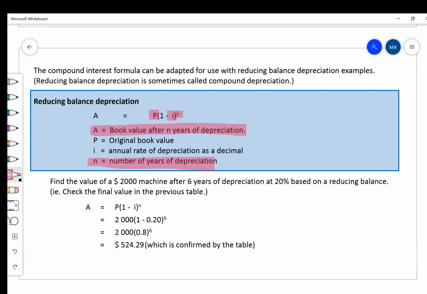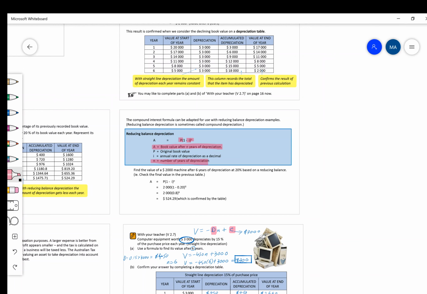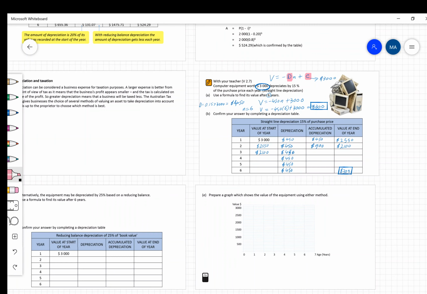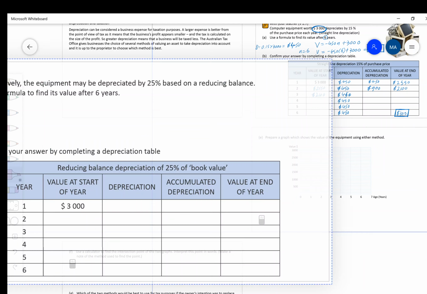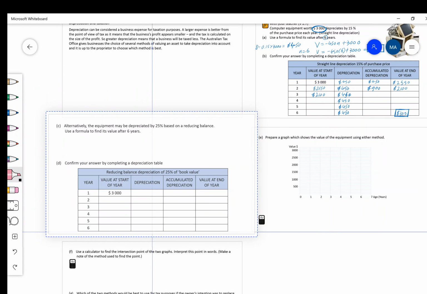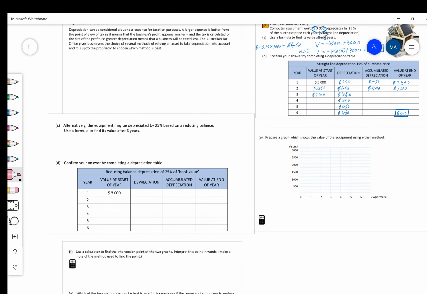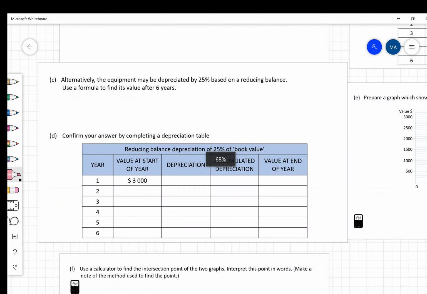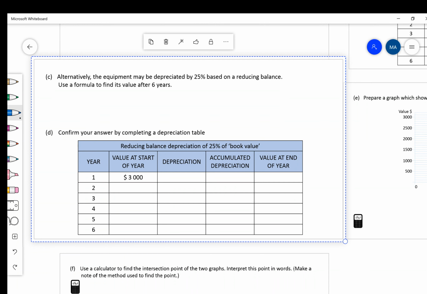Right, so let's go ahead and use this formula with the example. We're going to depreciate the same equipment as in the previous video, the computer equipment that was worth $3,000, but we're going to use the reducing balance method instead of the straight line method this time. Right, so let's get the formula ready. As I said before, it looks a lot like the compound interest formula, except there's a negative in there, which means that it decays rather than grows.